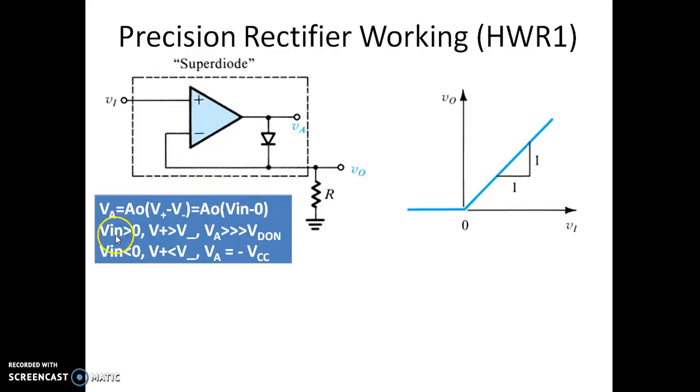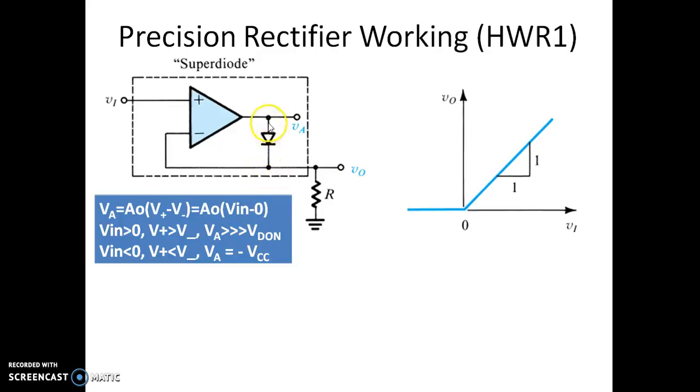Suppose under this condition the input voltage is greater than 0, as you can see the input voltage is connected to the non-inverting terminal. Whenever V plus becomes more than V minus, and V minus is initially 0, even if the input voltage slightly goes above 0, say 100 millivolt or 10 millivolt, because of this A0 gain V plus will be more than V minus. Because of this, we will have the output voltage at this point, that is VA, far greater than VD on. So it will be almost plus VSAT, which will be greater than VD on, which will make the diode turn on.